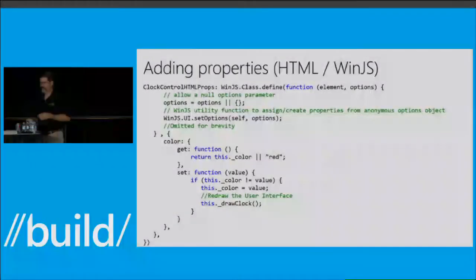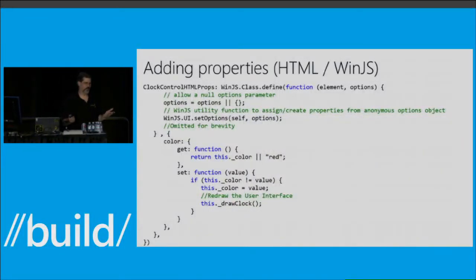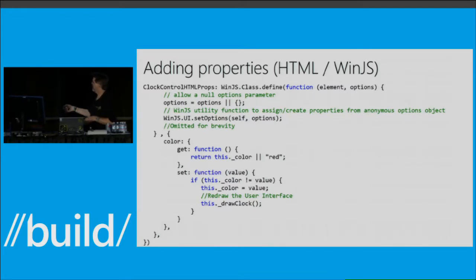And then, of course, consuming it is pretty straightforward through markup or code. So here we're going to add some properties. We'll give some love over here. I've added the options parameter on the constructor that's required. If it's null, I just set it to empty. I call set options. And then here is my getter and setter.